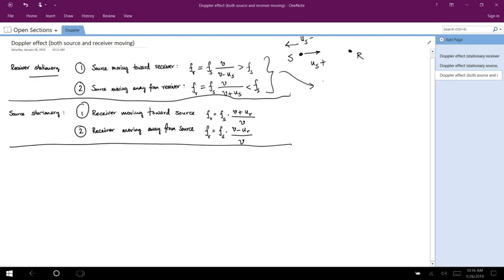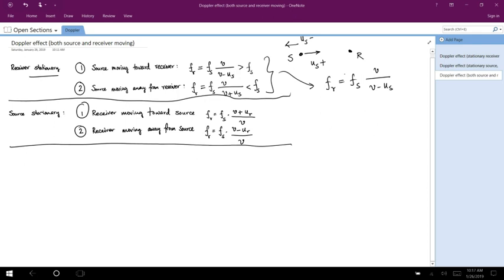So with that convention, we can come up with a single formula to represent both of these. That's going to be fR equals fS times v over v minus Us. And so when Us is positive, this formula is just exactly how it is. But when Us is negative, then this v minus Us just becomes v plus Us, which represents the source moving away from the receiver. Okay, so our convention will be when the source is moving toward the receiver, the source speed is positive.